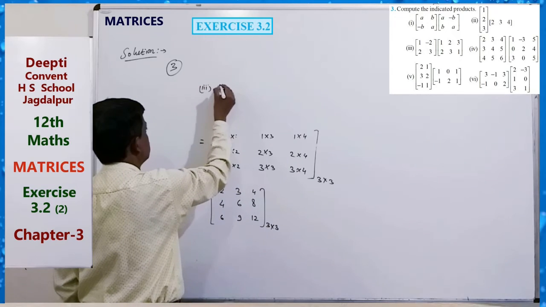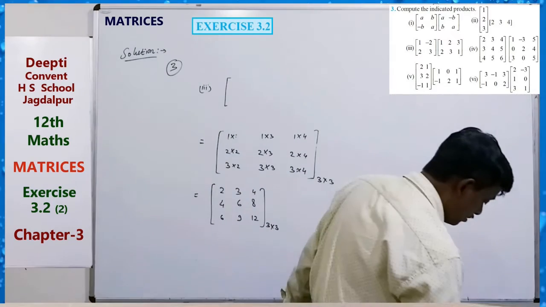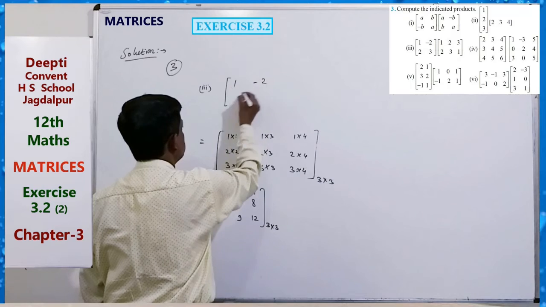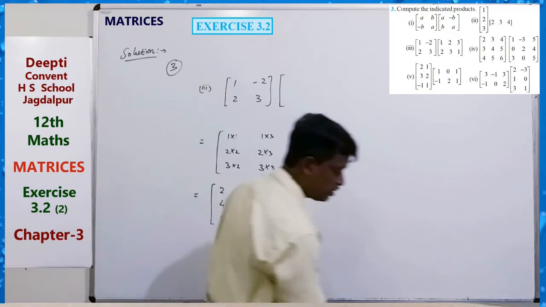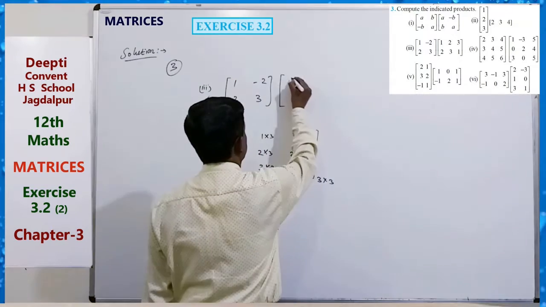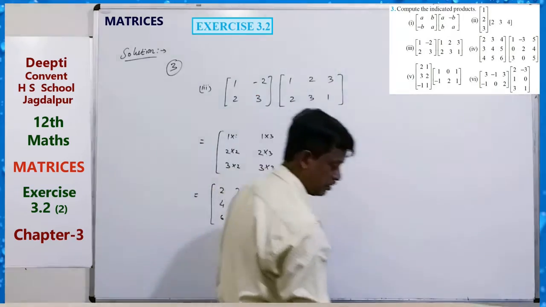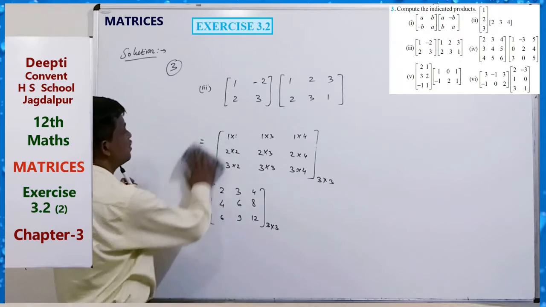Third question. Very important multiplication. Here we have a 2 by 3 matrix: 1, minus 2, 2, 3. And the second is also a 2 by 3 matrix: 1, 2, 3, 2, 3, 1. Just this is given. So just multiply it.